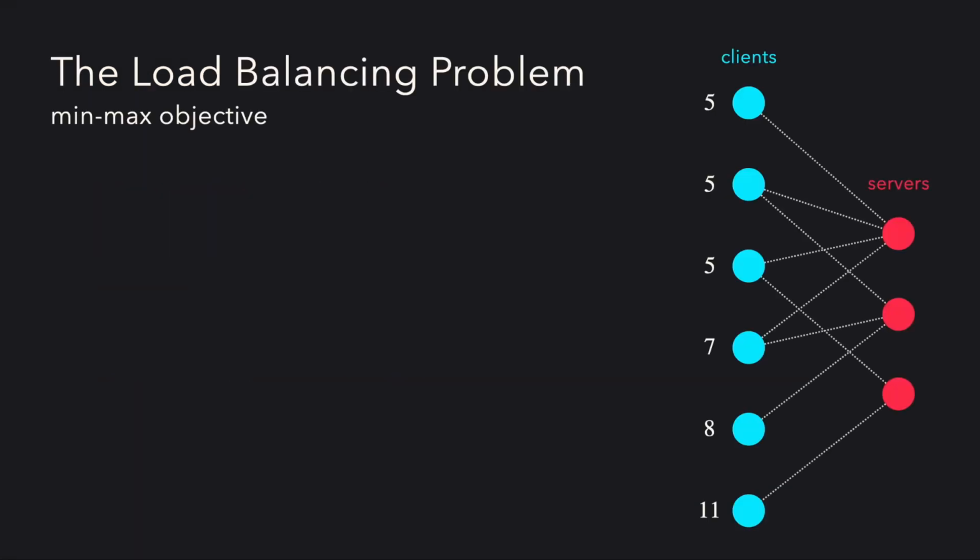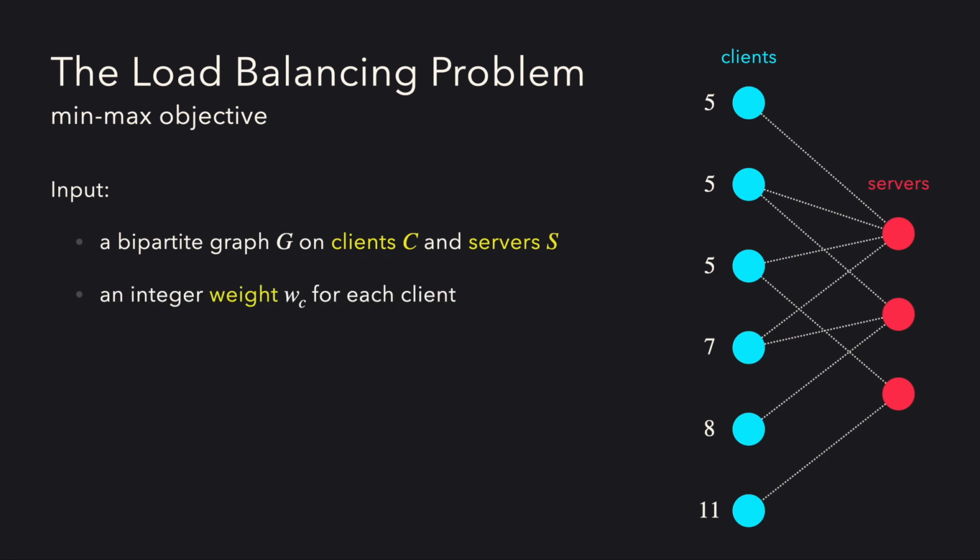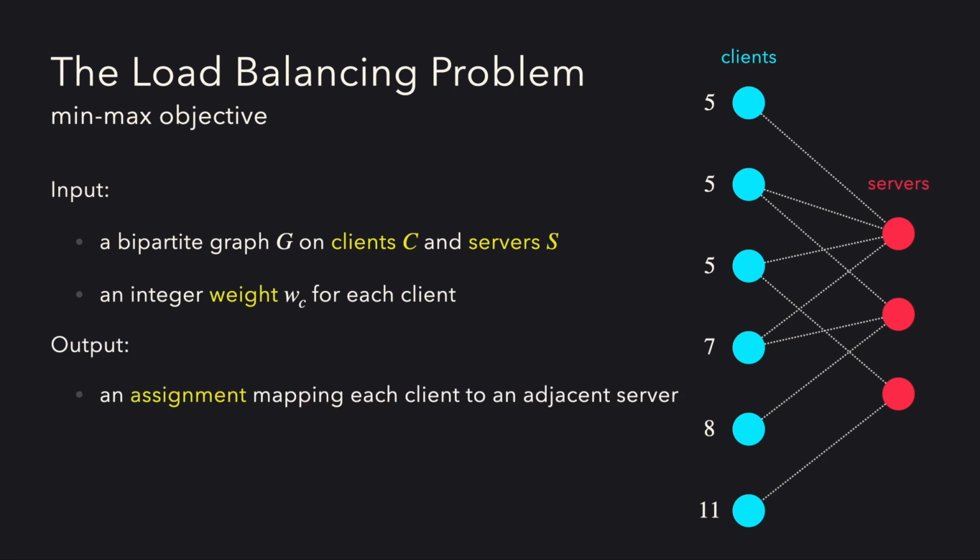In the load balancing problem, the input is a bipartite graph on clients and servers, where each client comes with a positive integral weight. The output is an assignment, a map taking each client to some adjacent server. The sum of the weights of the clients assigned to a single server is called the load of that server.